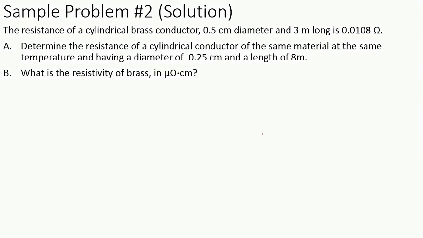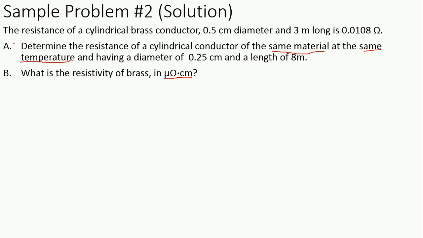Good day. In this lecture video, I'm going to discuss the solution to sample problem 2 on lecture 4 about resistance. The resistance of a cylindrical brass conductor 0.5 centimeter in diameter and 3 meters long is 0.0108 ohm. For letter A, determine the resistance of a cylindrical conductor of the same material and same temperature, having a diameter of 0.25 centimeter and a length of 8 meters. For letter B, what is the resistivity of brass in micro-ohm cm?